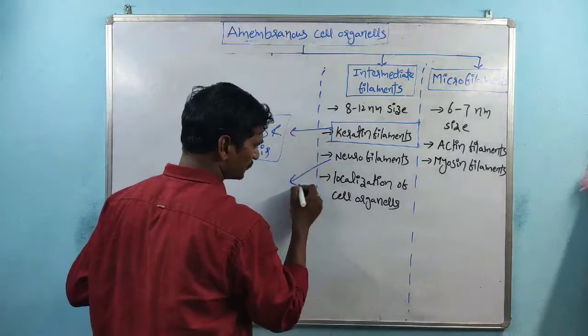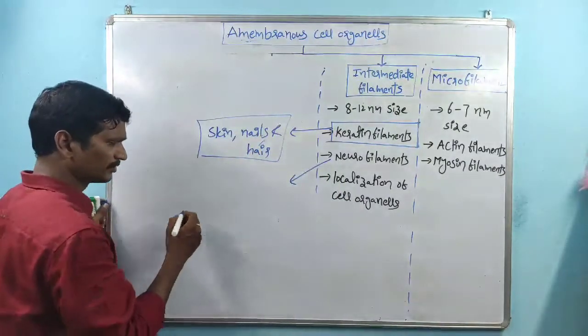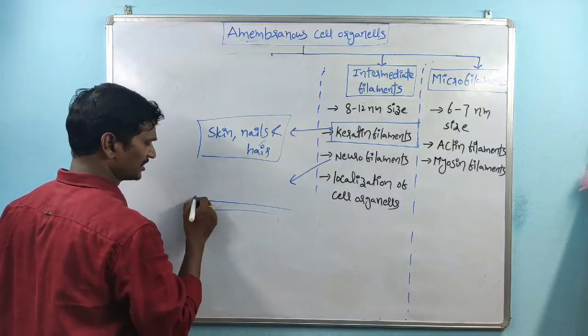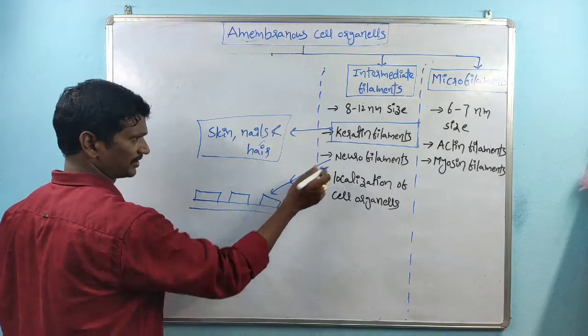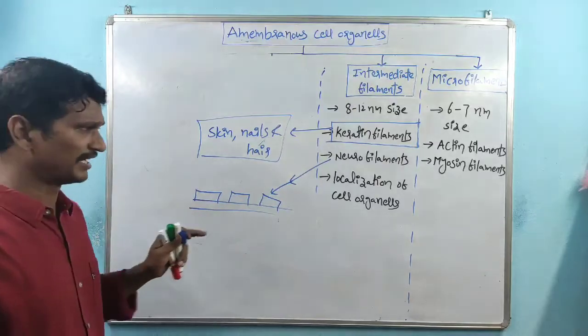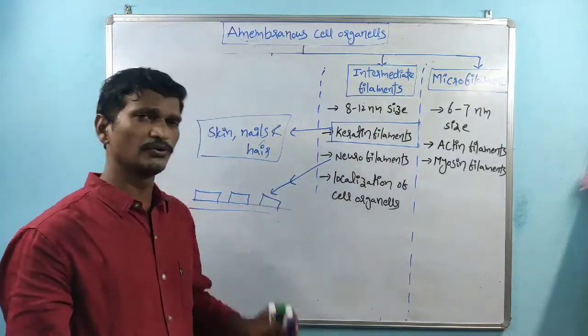Neurofilaments means the filaments which are present in the neuron. We know about the neuron structure. There is a myelin sheath. The myelin sheath is majorly made up of neurofilaments.